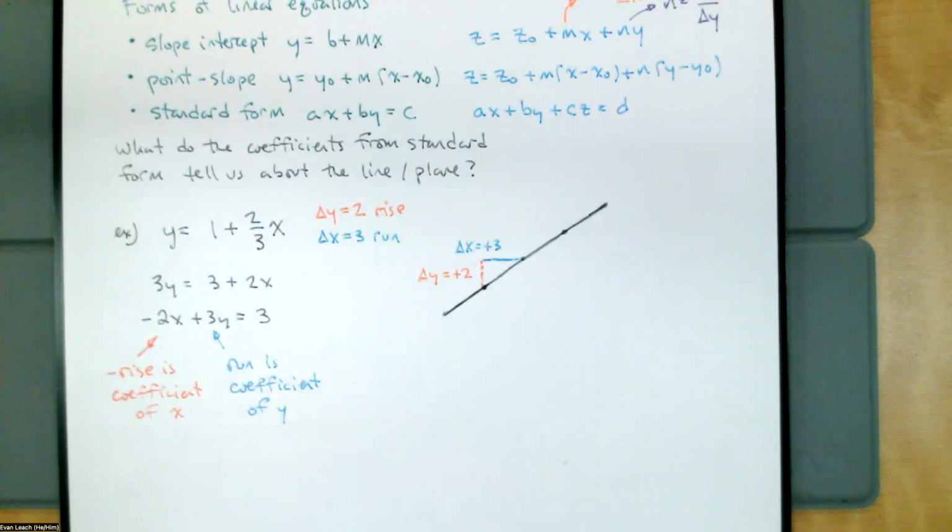But when we rearrange into standard form, the number that I've associated with the rise, the vertical change, is now in front of the x and it has the wrong sign. And the number I've associated with the run is now a coefficient of y. This is because we have to read the standard form differently. So first we want to notice that we're reading the coefficients in the standard form differently. Here's how we can read them.